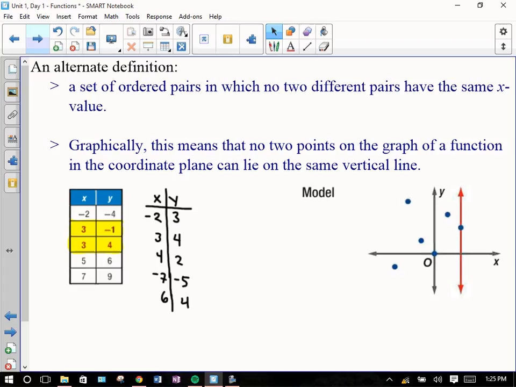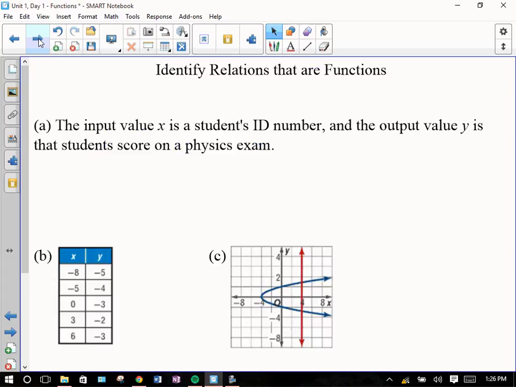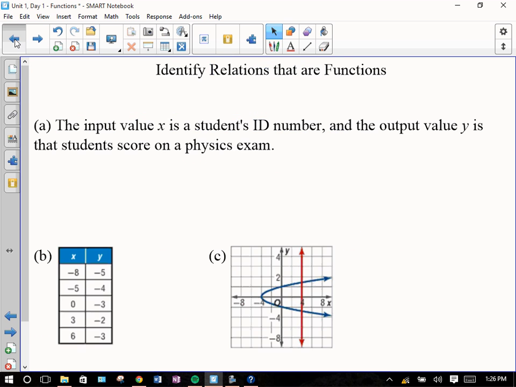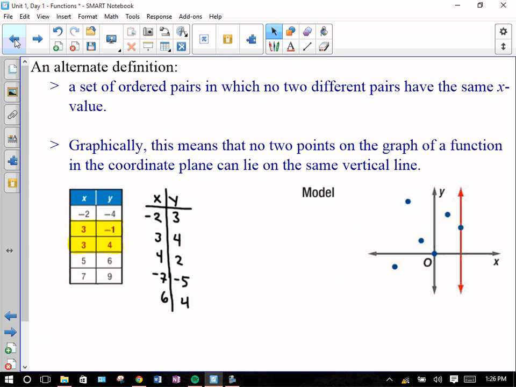This, what I'm about to tell you, is a nice little test. Graphically, this means that no 2 points on the graph of a function in the coordinate plane can lie on the same vertical line. Okay? Because if I draw a vertical line, it has the same x value but a whole bunch of different y values on it.